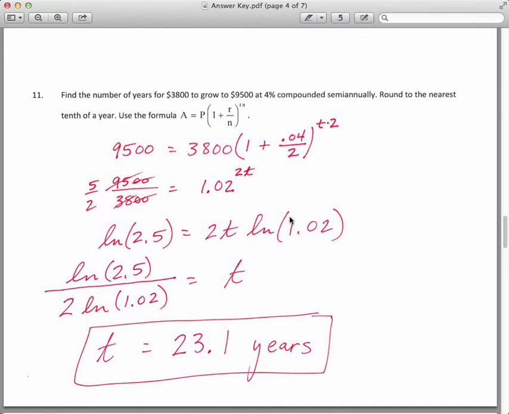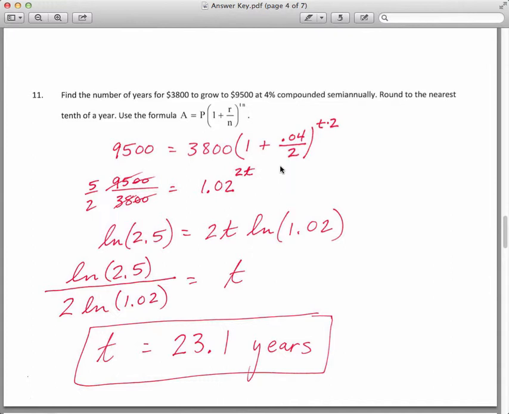So first, I fill in my numbers into the formula, so I get this first line here. Divide both sides by 3,800. Now, that reduces down to just 5 over 2, or 2.5. So 2.5 is what we get when we take 9,500 divided by 3,800.